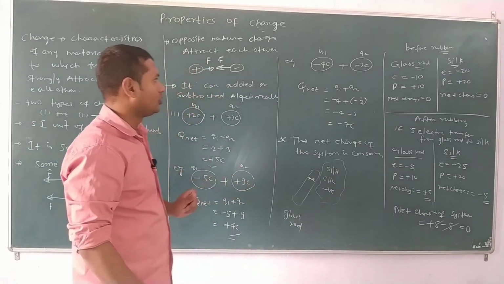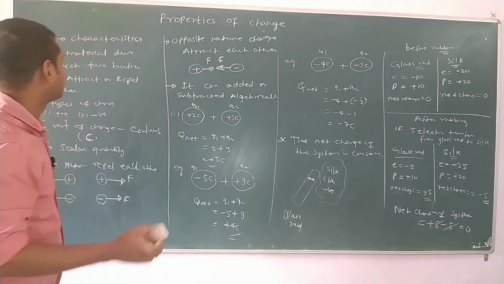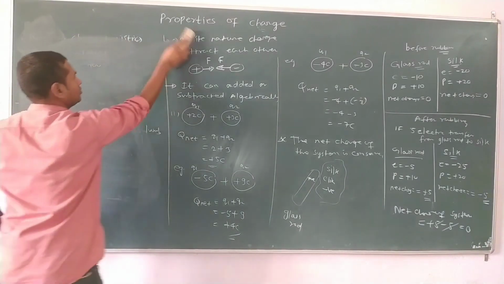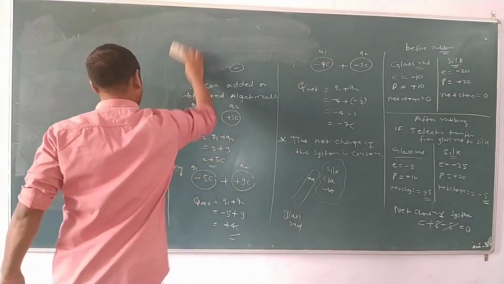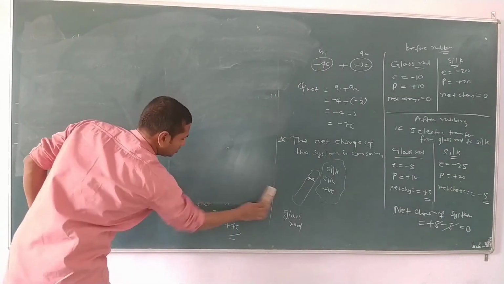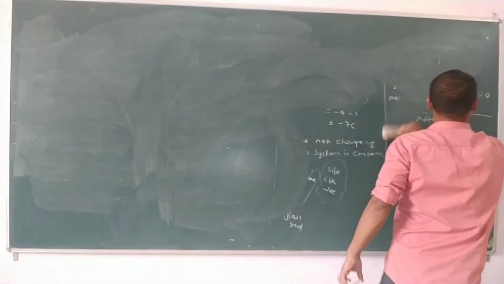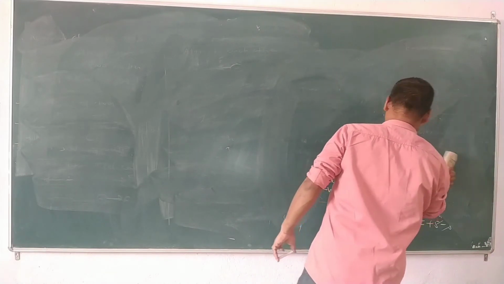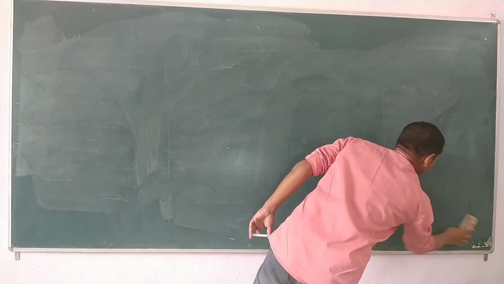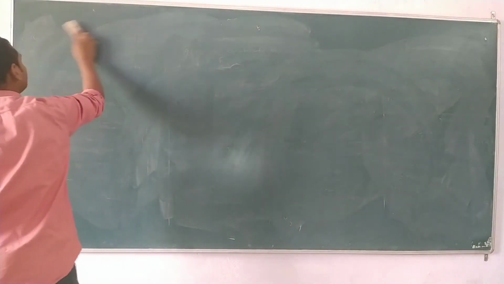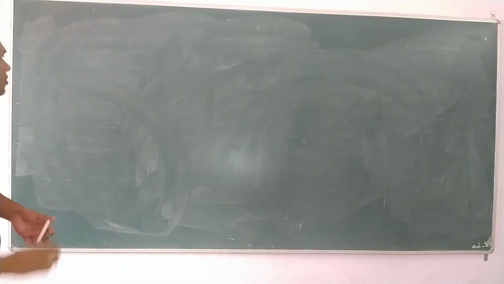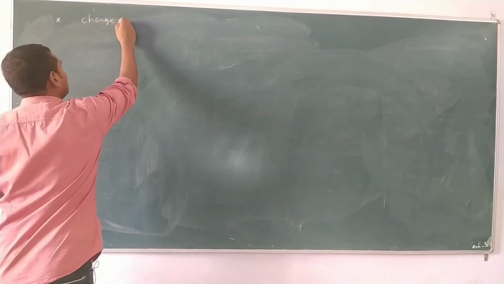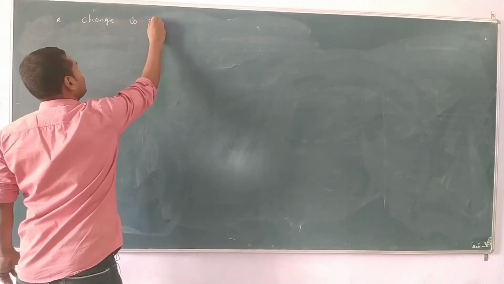Okay, I think up to here you are able to follow me. Again, the next property of charge is that charges are quantized. Okay, you see, the next property of charge is that charges are quantized. Charges are quantized means charge is an integral multiple of e. What is the meaning of integral multiple of e? You see here, the next property is that charge is quantized.